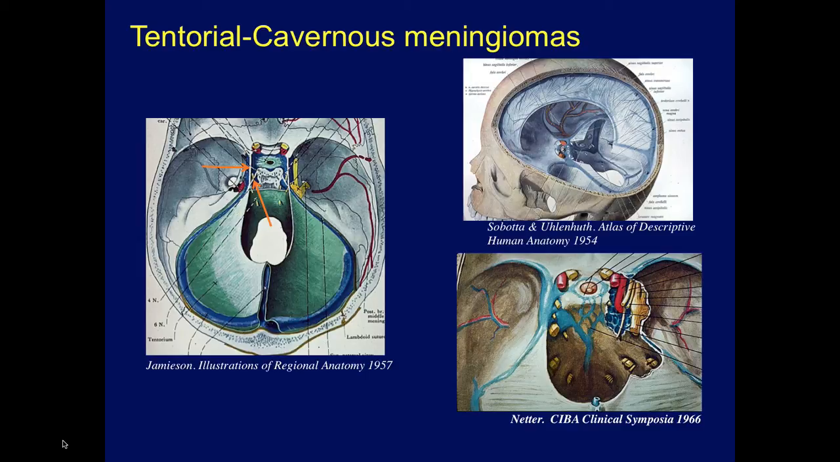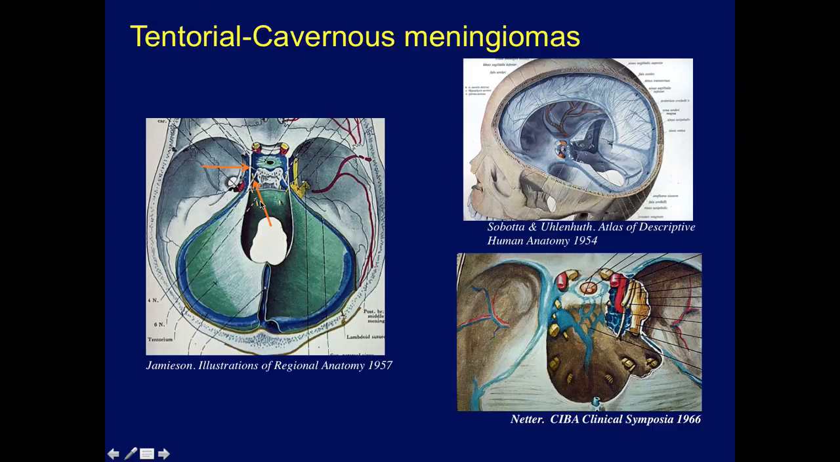Today I will be mainly talking about various types of tentorial meningiomas. As you can see from these anatomic diagrams, the tentorium is basically continuous with the cavernous sinus, as you can see here, and also over here on this lateral view of a skull, you can see that the tentorium continues anteriorly and blends in with the lateral wall of the cavernous sinus.